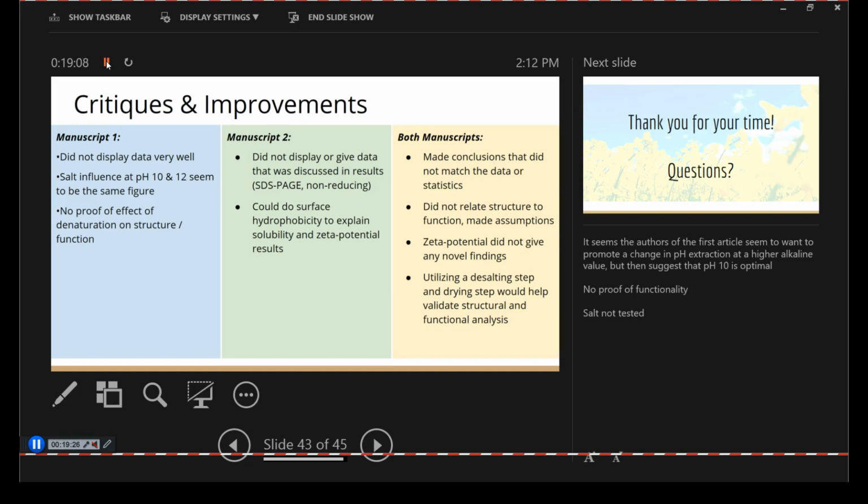Furthermore, a suggestion that we had was that utilizing a desalting step and a drying step would help to validate their structure and function work that they had presented.